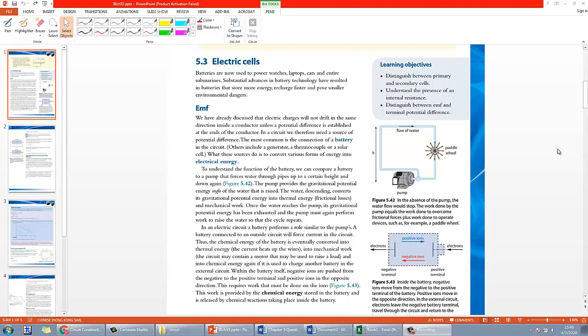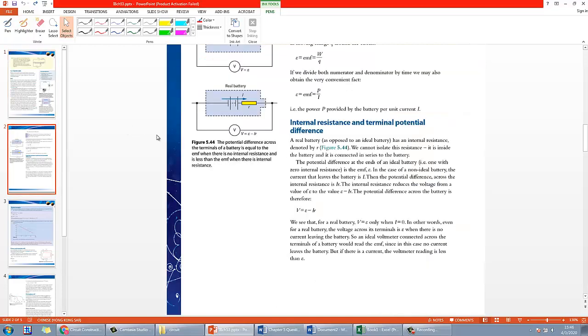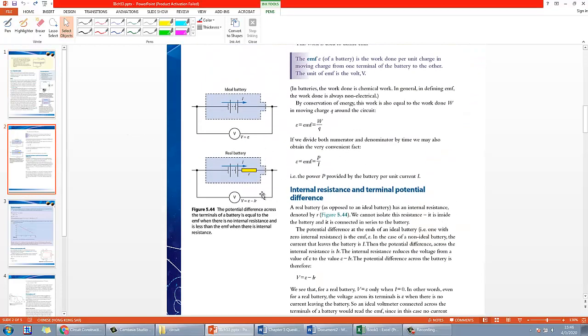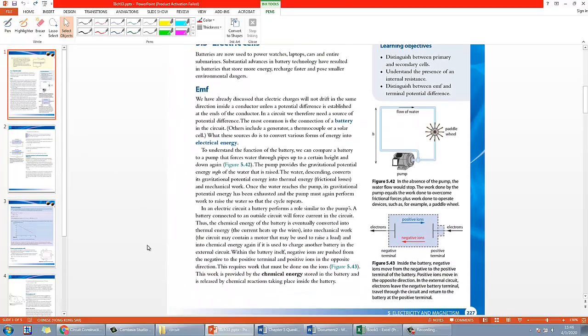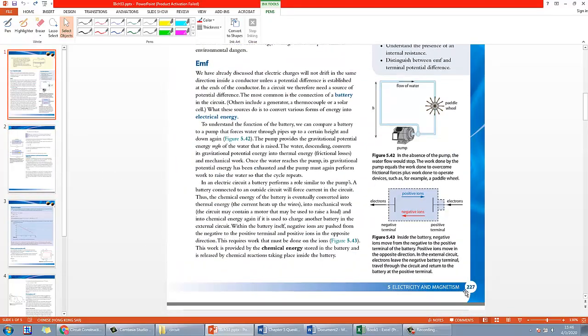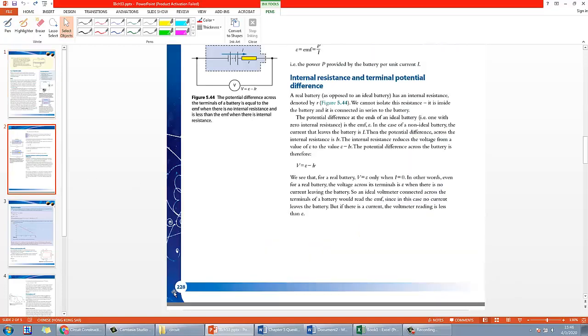Let's start 5.3. So this chapter is mainly about internal resistance and EMF. Okay, this is the main course basically. So right now I want you to read the textbook on page 227 and 228.